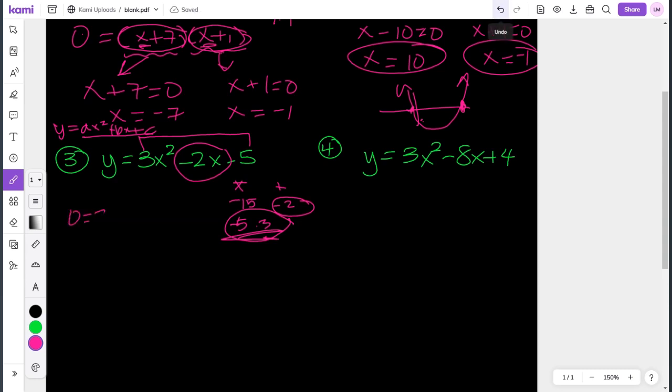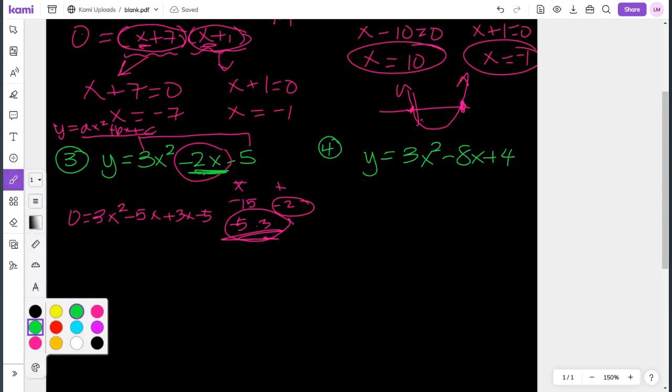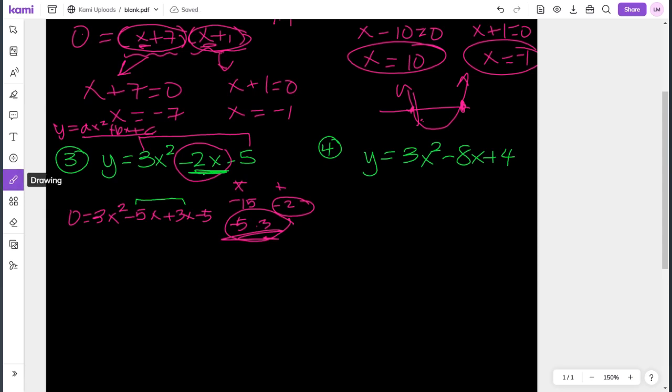0 equals 3x squared. So replacing now, minus 5x plus 3x minus 5. So I have replaced this middle with these 2 guys right here. All right, now I'm going to factor by grouping.